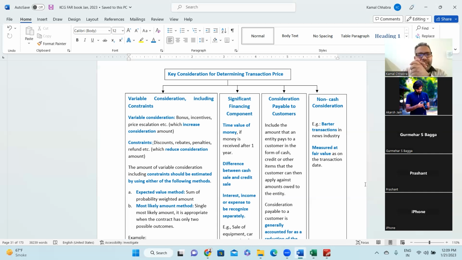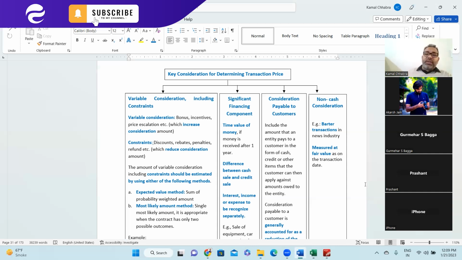So that is called fixed price, and in that fixed price, whatever adjustment comes from start to end is either a variable consideration, a financing component, consideration paid or payable to the customer, or any non-cash consideration. And within those components, there are also some parts which we need to understand. So first we will be understanding what is variable consideration and the constraint on variable consideration.